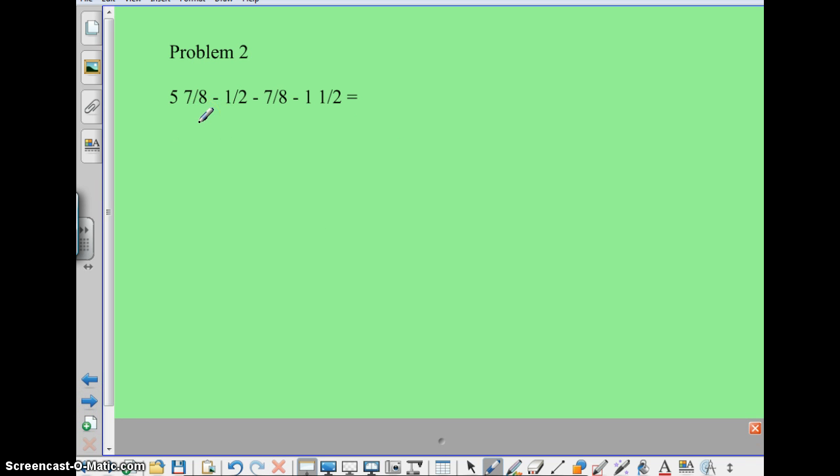Okay, so they have 5 and 7/8 minus 1/2 minus 7/8 minus 1 1/2. Now there's a couple ways you could do this. You could put the like fractions together. I'm putting them together to see how many eighths I have. Okay, does that make sense to you? So I have 5 and 7/8 minus 7/8. I didn't mean add them together, I meant put them together. Okay, so I'm putting them together and I'm putting the halves together.